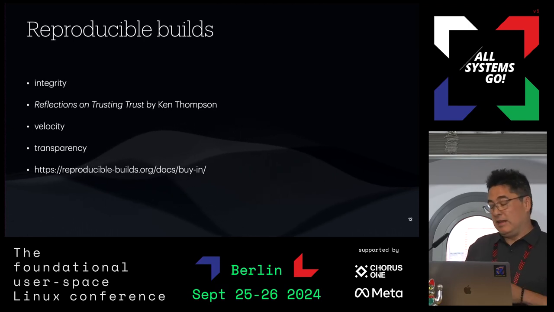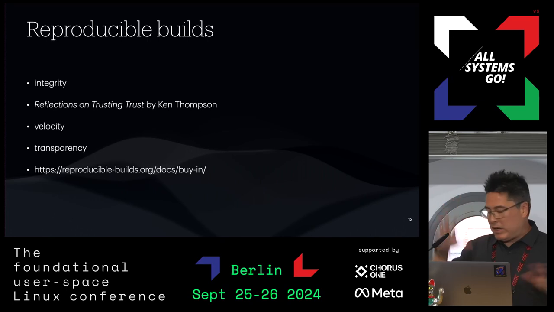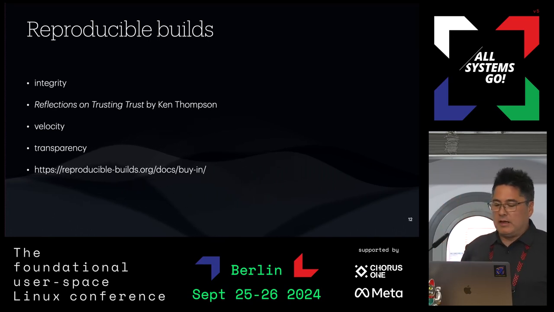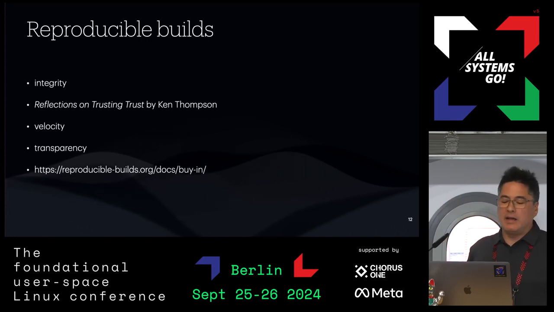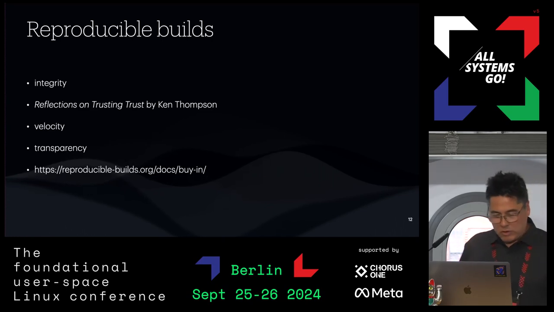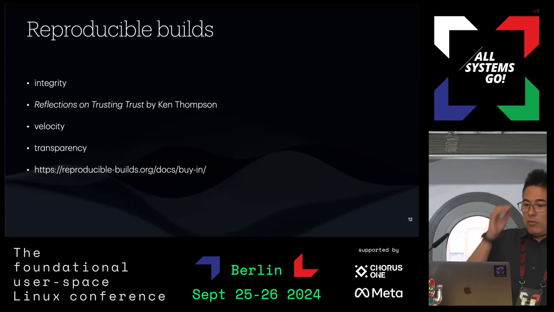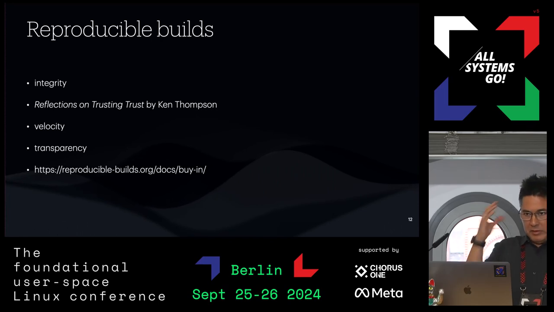And it's a very short three-page lecture, astonishing. If you haven't read it, I recommend you all go out and read that. What else does reproducible builds enable?